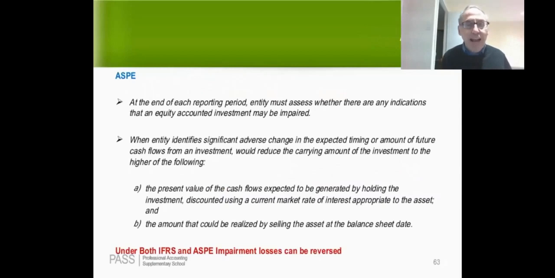What is the method under ASPE for testing for impairment? Let's take a look. At the end of each reporting period, an entity must assess whether there are any indications that an equity accounted investment is impaired. When an entity identifies a significant adverse change in the expected timing of cash flows, in other words, we expect to get cash flows later than we expected, or in the amount of future cash flows, they're now expecting to collect less cash flows than they expected, in that situation, we have an impairment, and we would reduce the carrying amount of the investment to the higher of these two amounts. Please read A and B. I have nothing to add to them. Take a look at A and B. I have nothing to add to them.